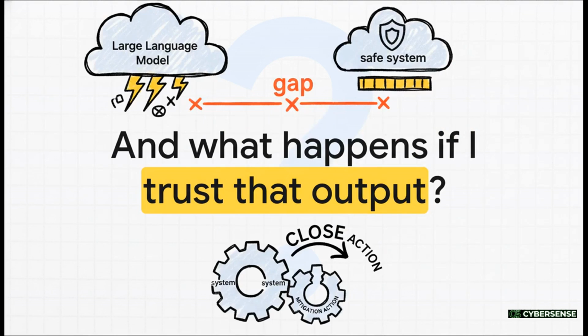And that leads you right to the final, most critical question. What are the consequences if my system blindly trusts that worst-case output? That space, that gap between what the LLM could say and what your system can safely handle, that's where every single one of these vulnerabilities lives. Your job is to close that gap.